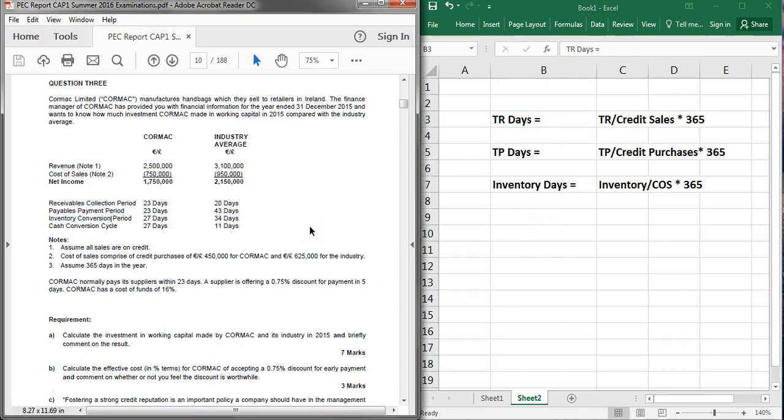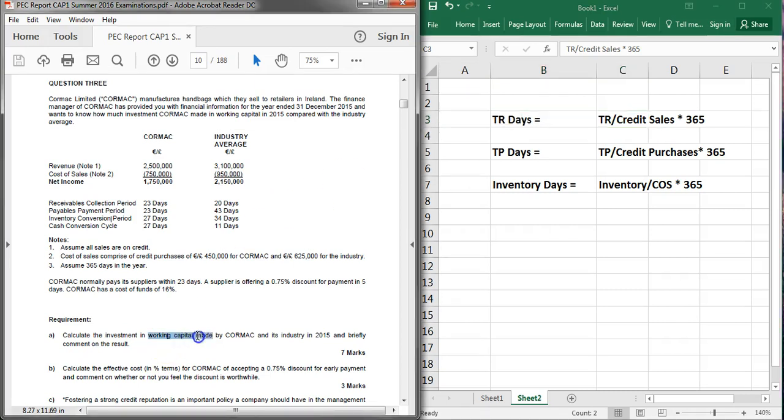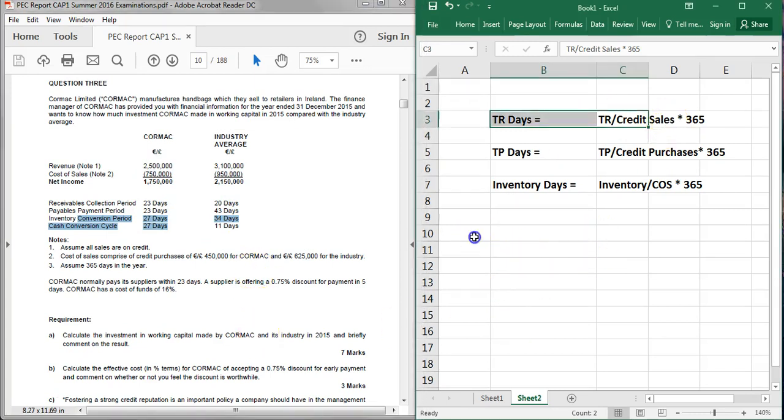In 2016, the examiner worked backwards. The examiner said a number of times they like these applied style questions. They're still asking you the same formula, which you need to know, because it's not given on the day of the exam, but you're asked to work backwards. So what they're actually asking you is what's the monetary figure in receivables, payables and inventory for both Cormac and the industry average. And how you go about that is you use this formula, but you're working backwards.